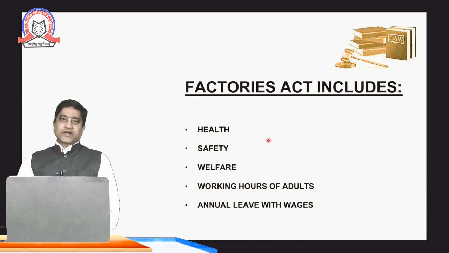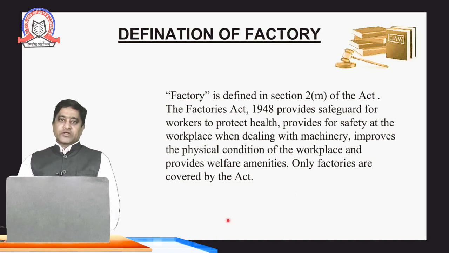What does the Factories Act include? It includes health, safety, welfare, working hours of the adults in the factory, and annual leave with wages. Coming to the definition of the factory, a factory is defined under Section 2(m) of the Factories Act 1948, which provides safeguards for the workers to protect their health, provides for safety at the workplace and in dealing with machinery, improves the physical condition of the workplace, and provides welfare amenities.